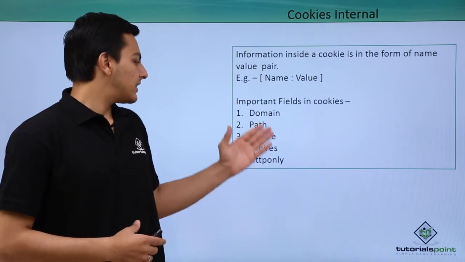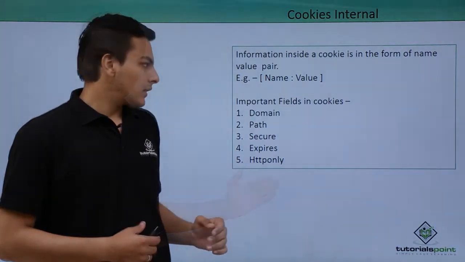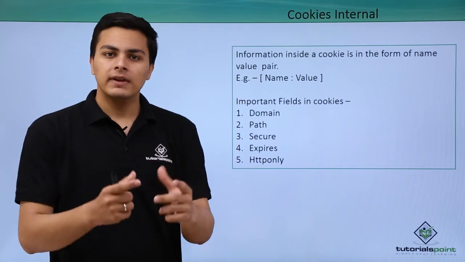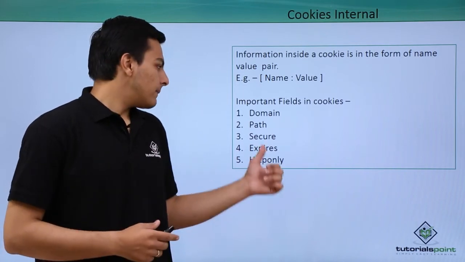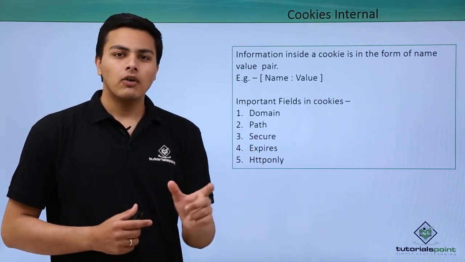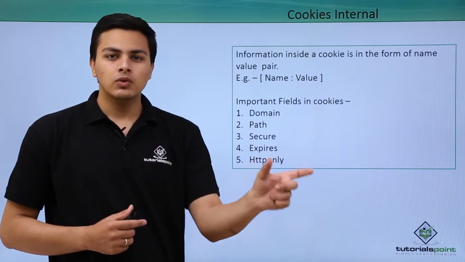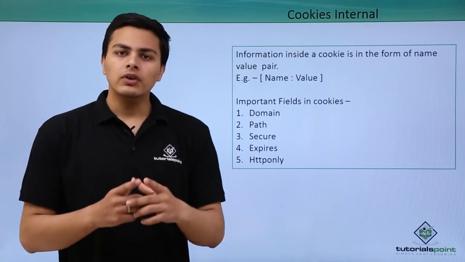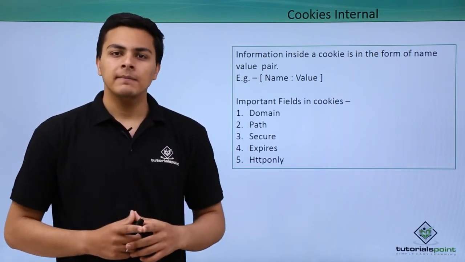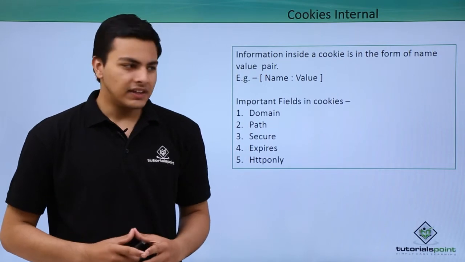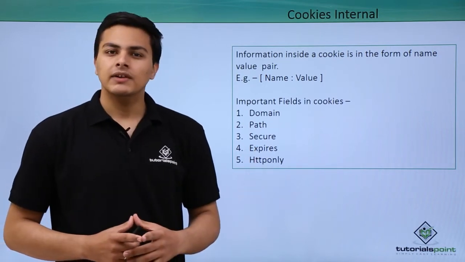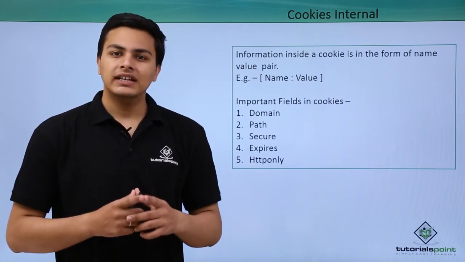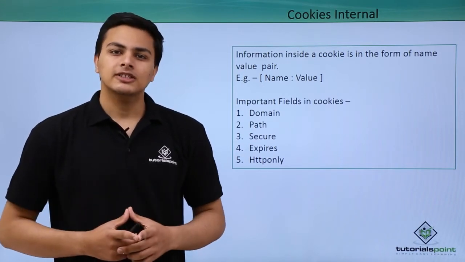Here you can see that there are 5 important fields in cookies. The first field is domain. The domain field tells us which domain this cookie belongs to. Then the path field tells us for which particular path this cookie is set up. Then secure. If the cookie is being sent through a secure medium by using the HTTPS protocol, then this field will be present inside our cookie. And then there is expires. The expires field tells us when this cookie will expire.